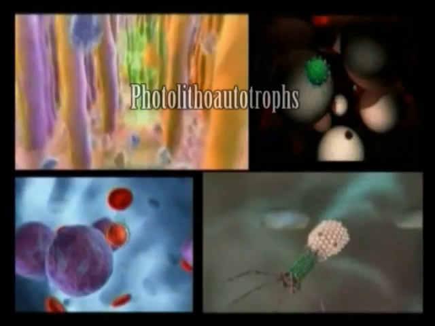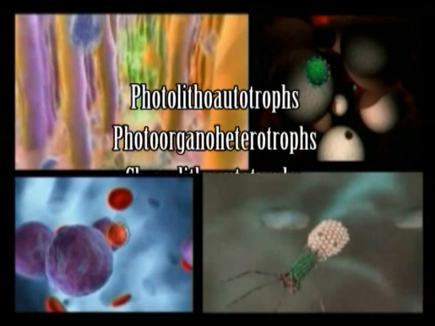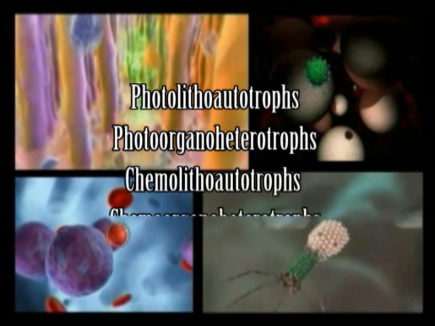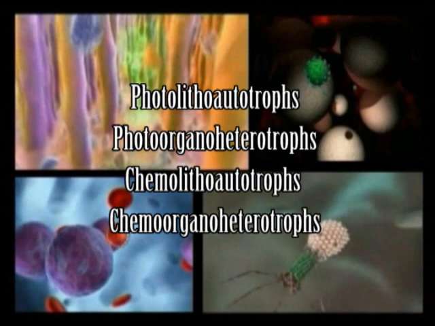Number 1, photolithoautotrophs. Second, photoorganoheterotrophs. Third, chemolithoautotrophs. And fourth, chemoorganoheterotrophs. Now, photolithoautotrophs. These bacteria utilize light as a source of energy and inorganic substances as their electron donor, whereas carbon dioxide is the chief source of carbon. Purple and green sulfur bacteria are the exemplars.